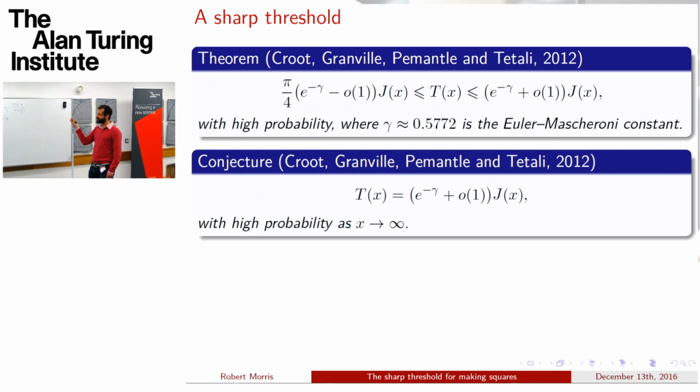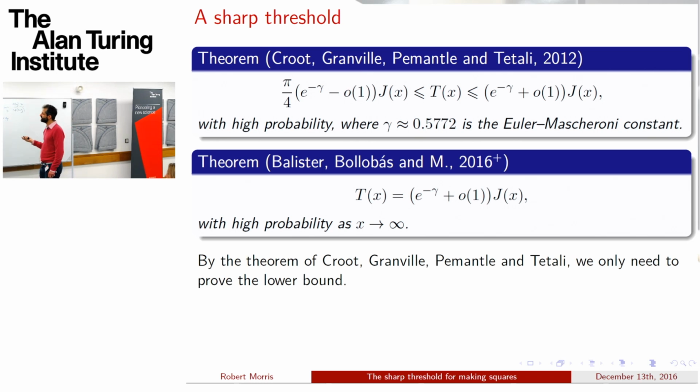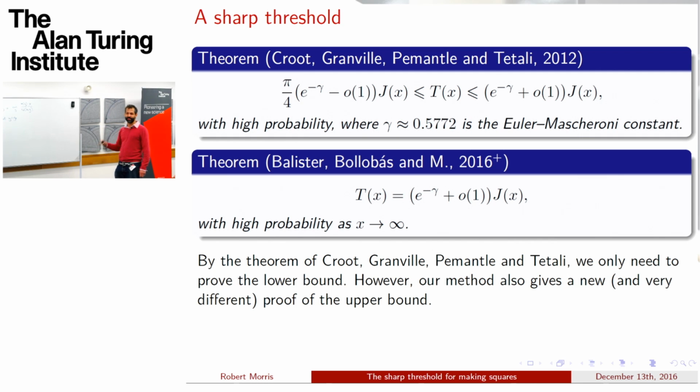So they conjectured that their upper bound was correct. And that's the result that I want to tell you how to do today. Okay, so they proved the upper bound already. We only need to prove the lower bound, but actually the method I'll tell you also reproves the upper bound as well.